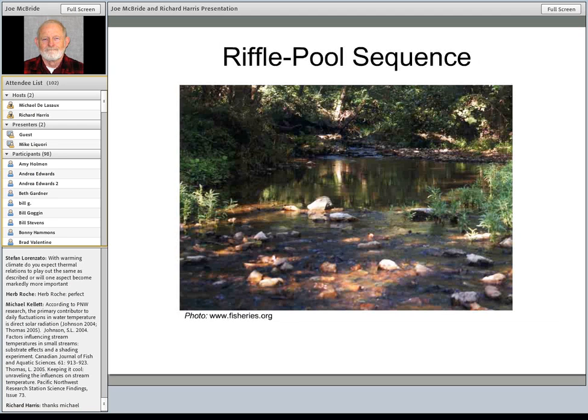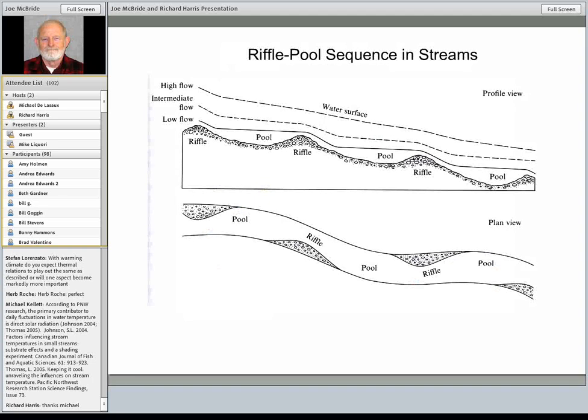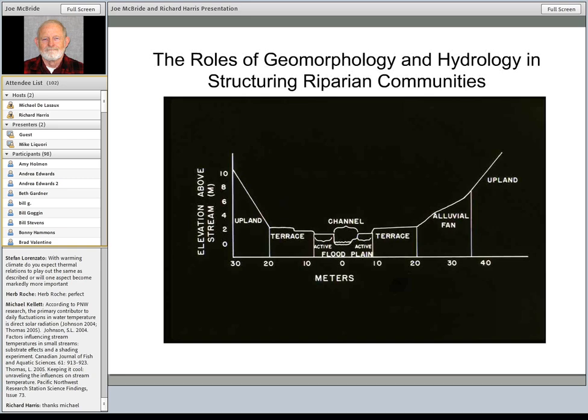Streams can also be characterized by their riffle pool sequences. These are areas of pools in which we have relatively deep water as opposed to the water flowing over the riffles, and these become very important gradients that affect stream velocity, that provide resting pools for a number of fish. And they also provide for the incorporation of oxygen into the stream water.